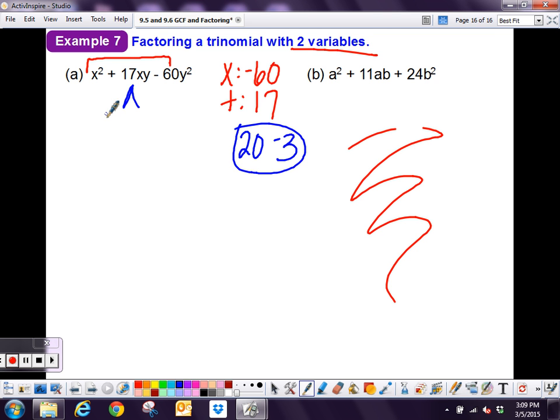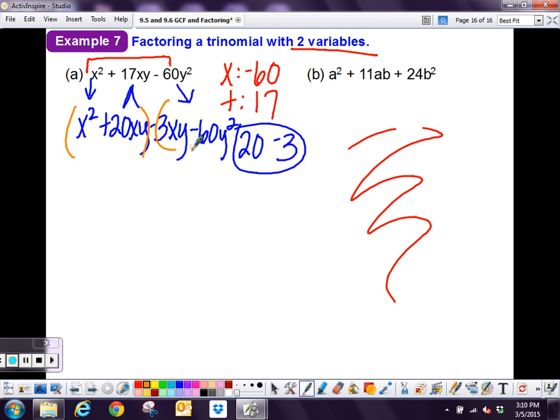Okay, so I'm going to break this middle term apart, but notice this isn't just 17x, it's 17xy. So that was made from a positive 20xy and a minus 3xy. Bring that first term down, bring the last term down, and now we group. Just going to have a little bit more to factor out on these. Okay, so let's look at this first group. It looks like they both have an x in common. So I'm going to take that x out. That leaves me with x plus 20y.